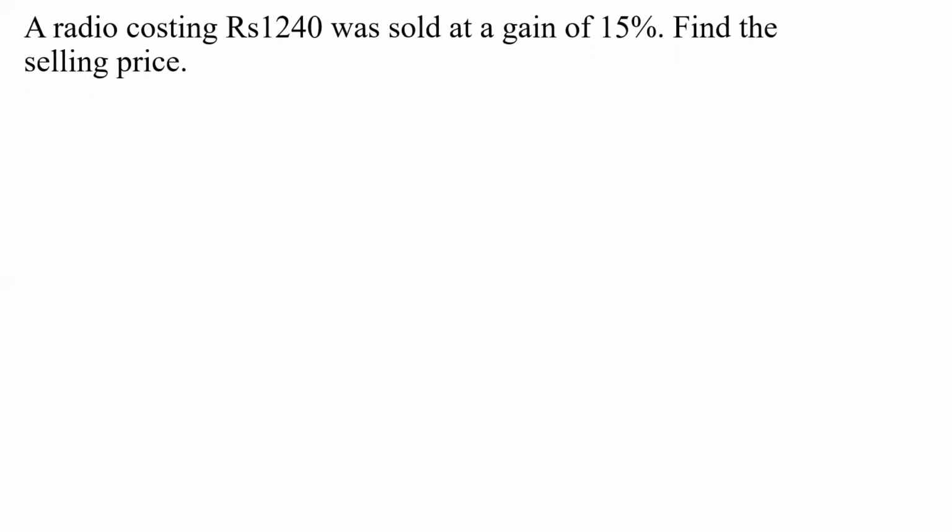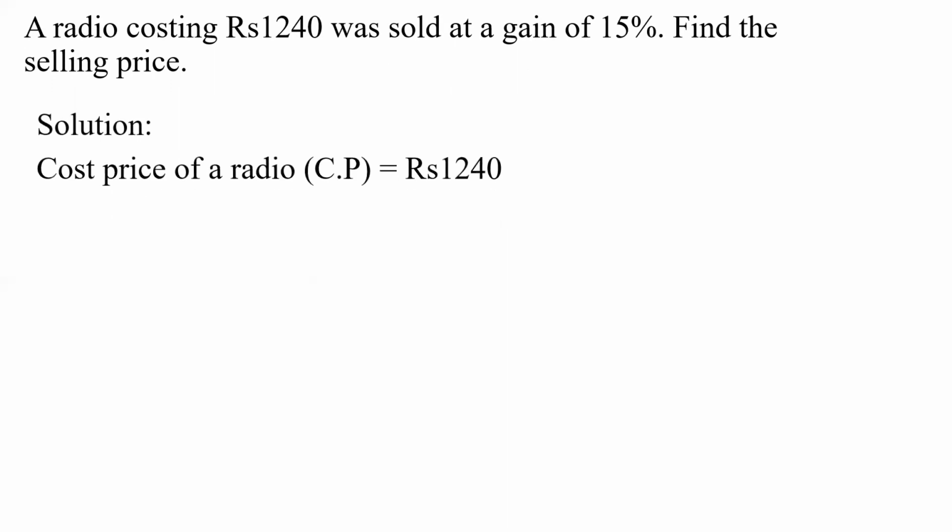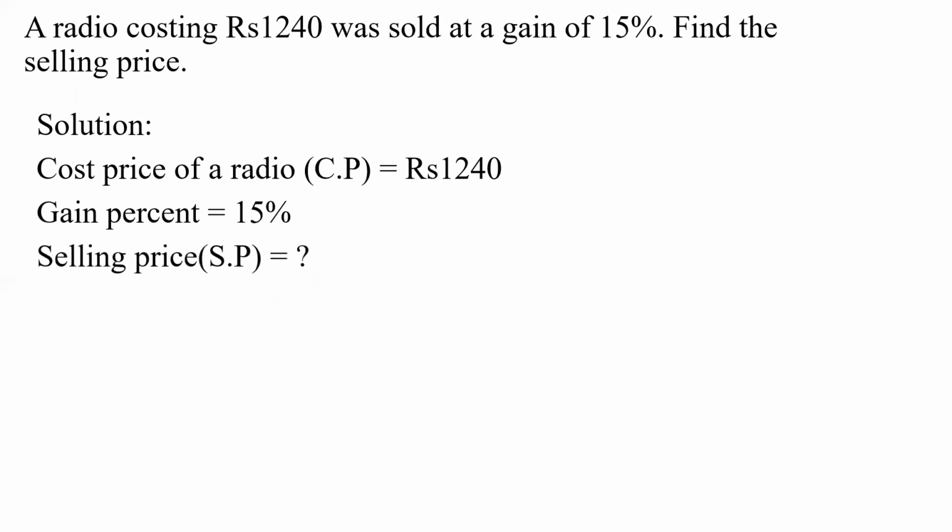So can you just look at the question here? We are given here the gain is 15%, that is profit percent. And here the radio costing rupees 1240, which is the cost price. So let's list out all the given here. Cost price of a radio, that is CP. CP means cost price, right? That is 1240. And the gain percent is 15%, isn't it? Now, selling price we have to find out.